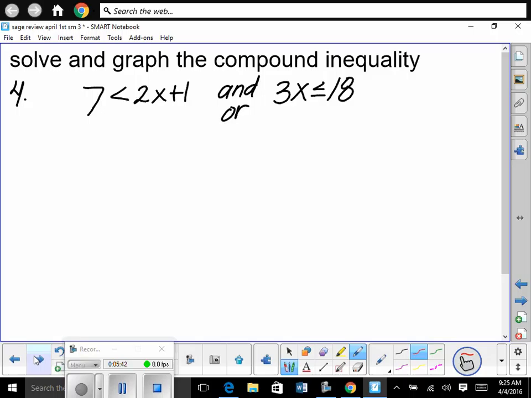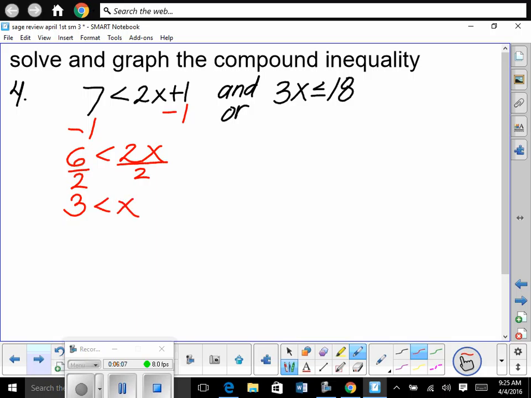So with that being said, let's graph this. It says solve and graph the compound inequality. So first of all, we're going to solve for x. So we'd subtract 1. So we have 6 is less than 2x. We're going to graph and or, just so that we see the difference on this one. So then we divide by 2. Very carefully, you've got to really look at these carefully. So we have 3 is less than x.